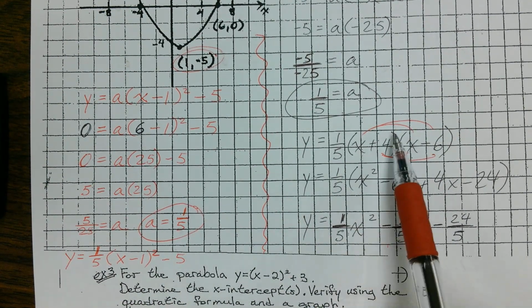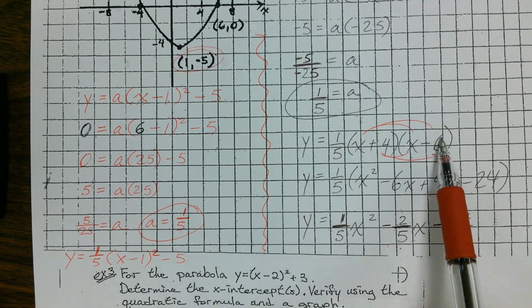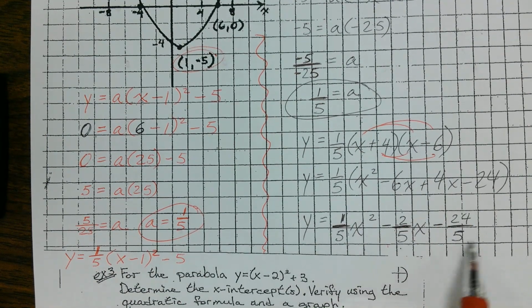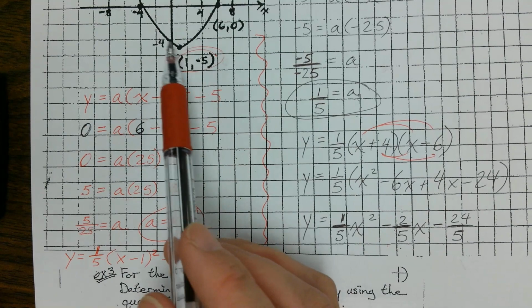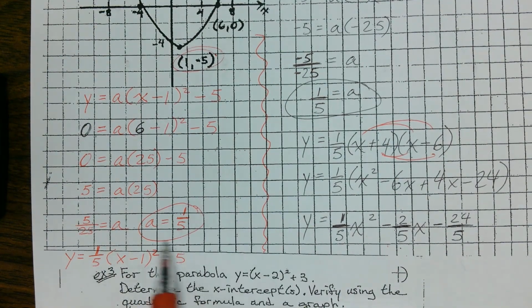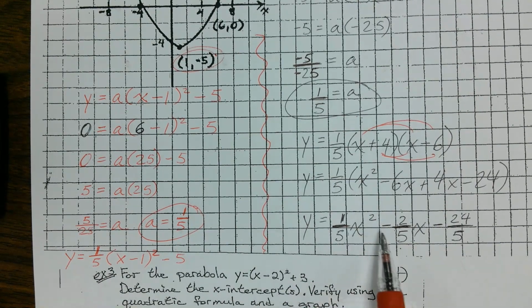It's the same equation. This factor form tells you your x-intercepts. This standard form tells you your y-intercept. And this vertex form tells you your vertex. So there you go.